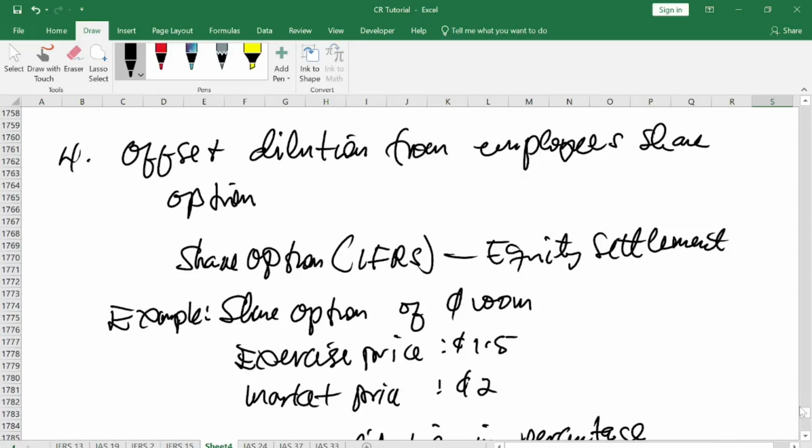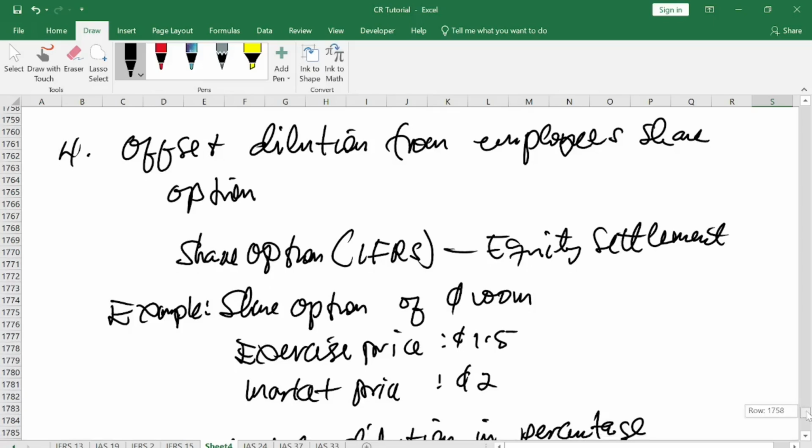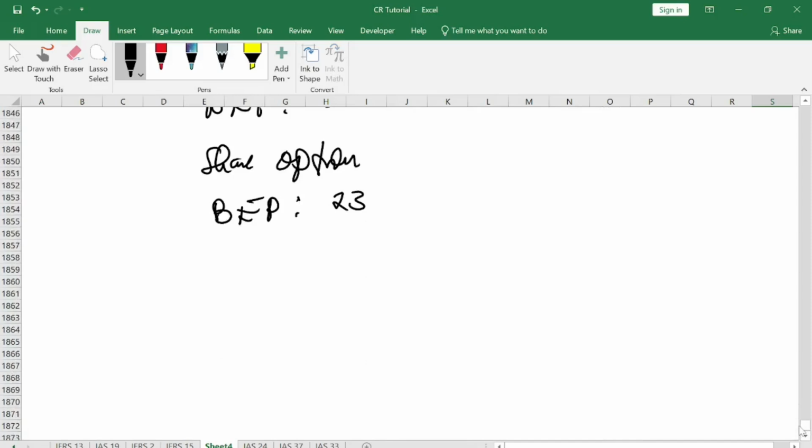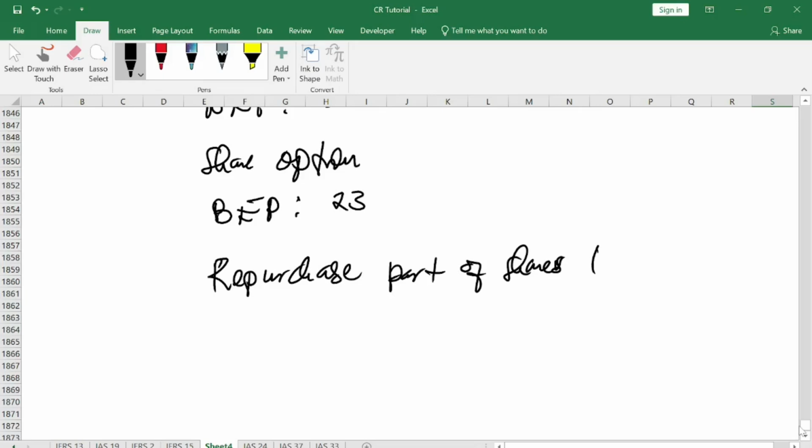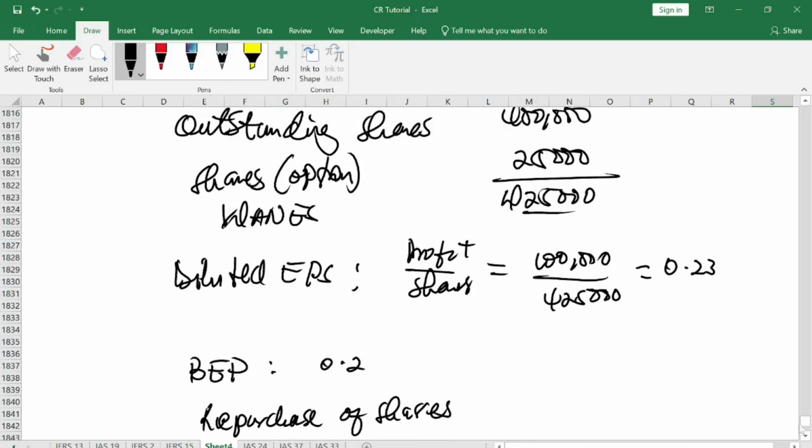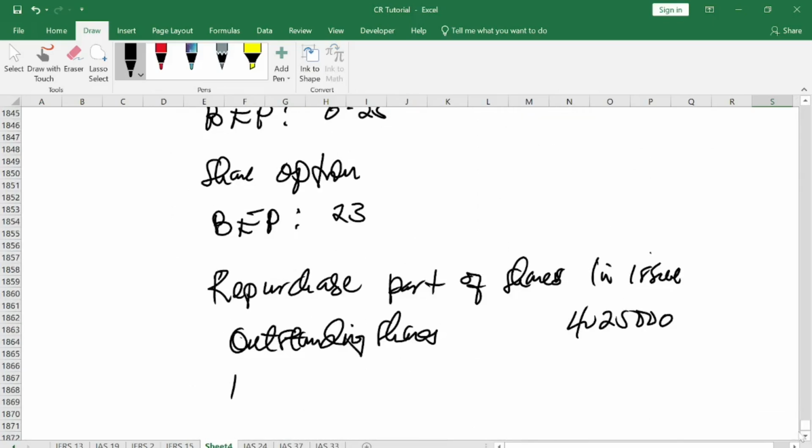In order to reduce the effect, that is, to offset dilution from employees' share options, what do you do? You have to repurchase part of the shares in issue. After the dilution, your outstanding shares stood at 425,000. The company may decide to do repurchase and cancellation of its shares in the open market.